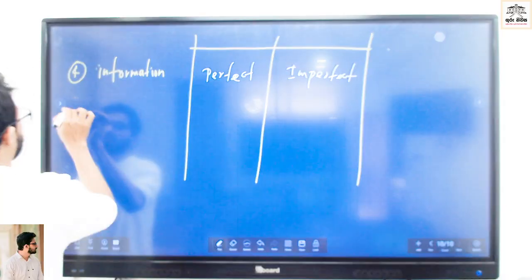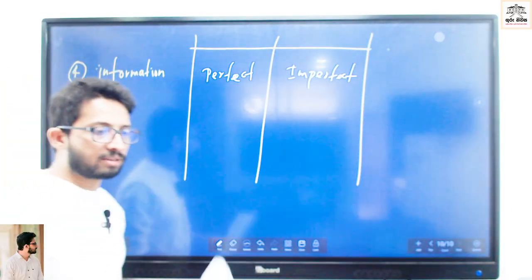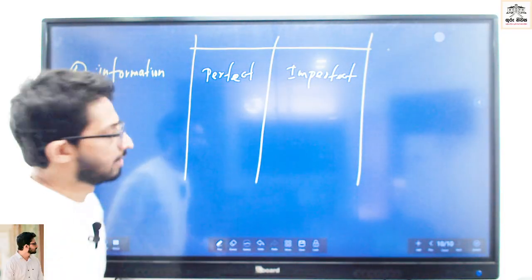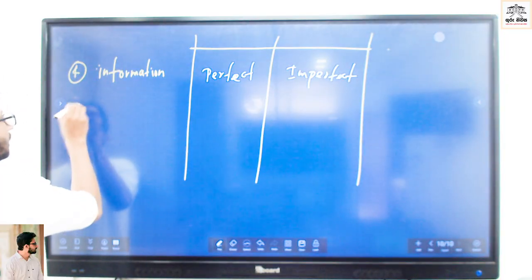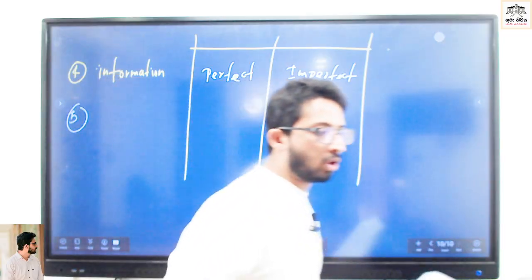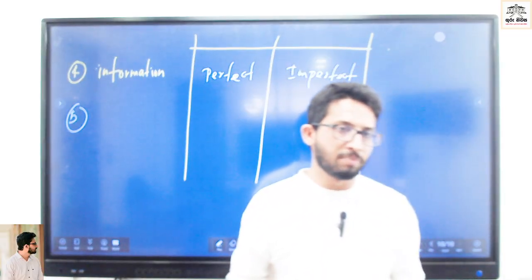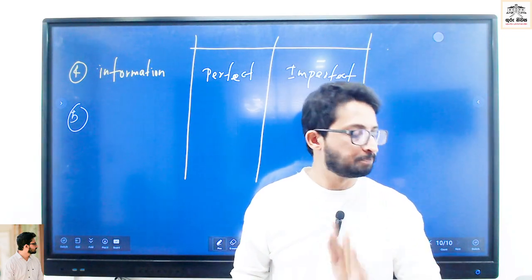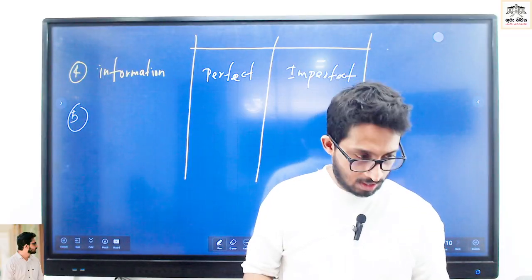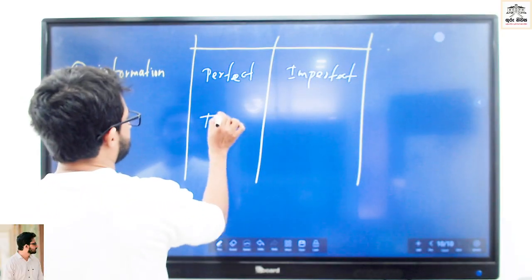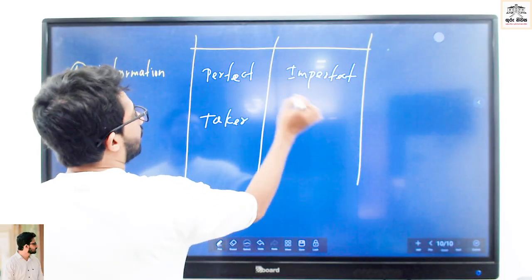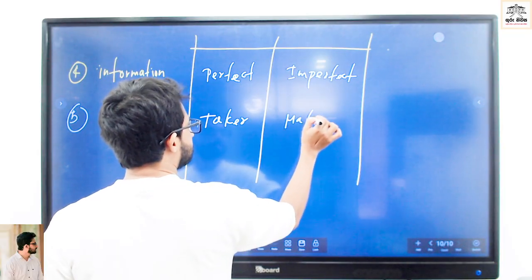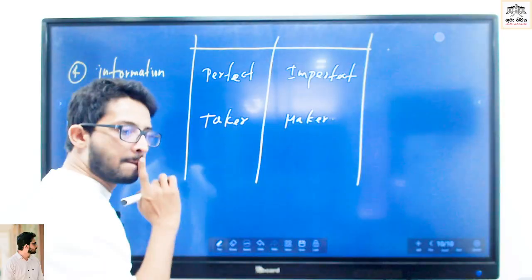Fifth one. The main four characteristics are completed, so now you can jump into other characteristics. You can talk about price taker or price maker behavior. Is a firm in a perfectly competitive market a price maker or price taker? Price taker. In the monopoly market, it's a price maker.